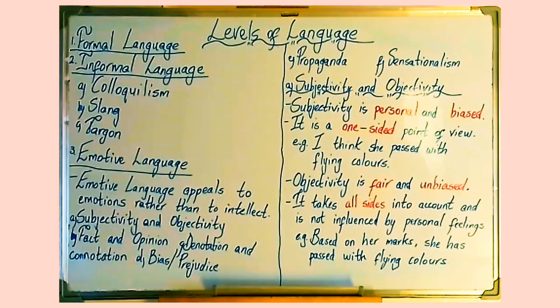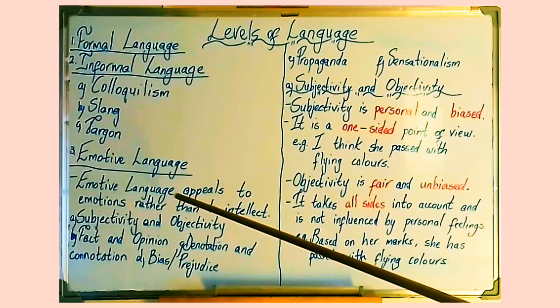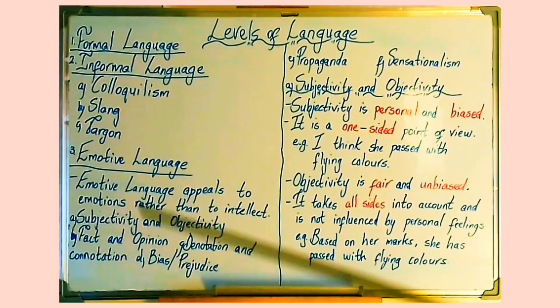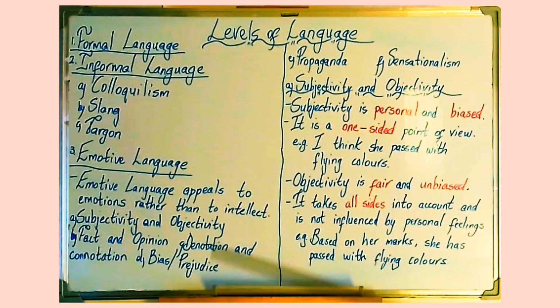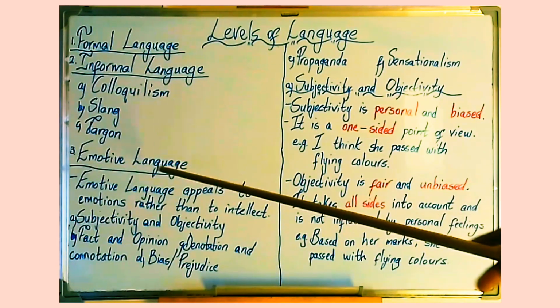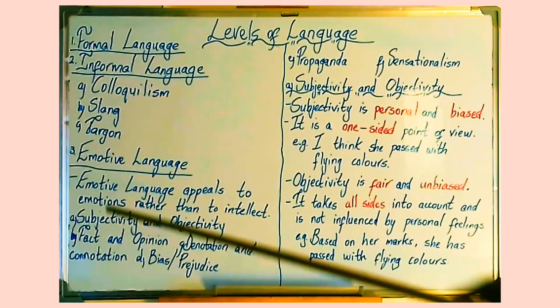So here are the characteristics of emotive language. Emotive language appeals to emotions rather than the intellect. So emotive language is usually based on our feelings. A person bases emotive language on their feelings rather than logic. They don't use logic when we are using emotive language. We usually use our emotions.